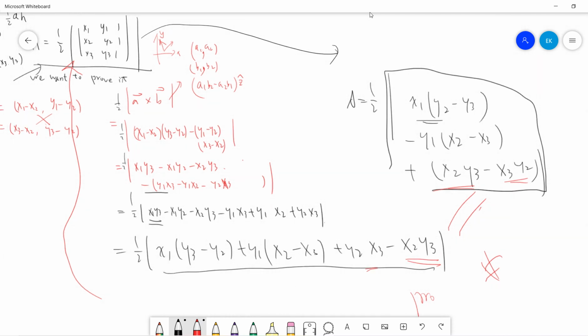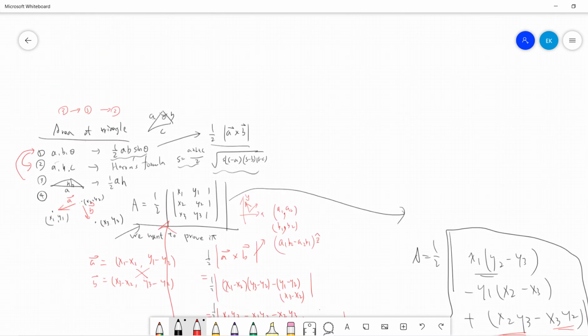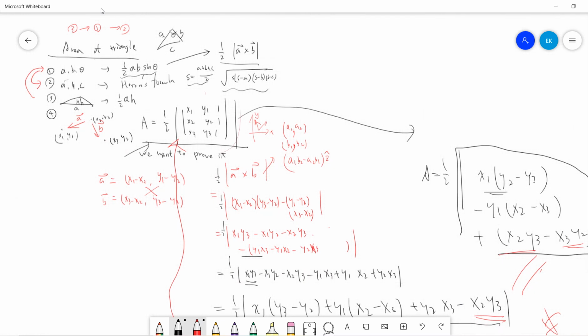The proof is just that we expand a cross b, take a half, and compare with the determinant, and everything is trivial. So this video was to prove this determinant formula for the triangle.